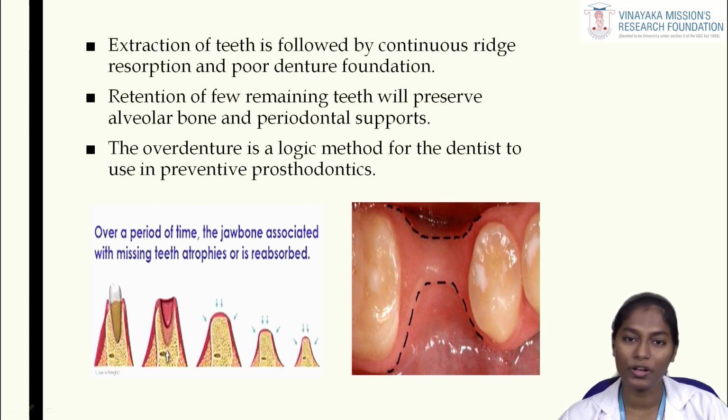So rather than going for total extraction, we can retain a few natural teeth that have good periodontal support. In such cases, it owes the advantage not only of the alveolar bone but also of the periodontal status, where the proprioceptive impulses will be retained. So always think before advising total extraction. It is you as a dentist who has to think of overdenture as a logical method to use in preventive prosthodontics.